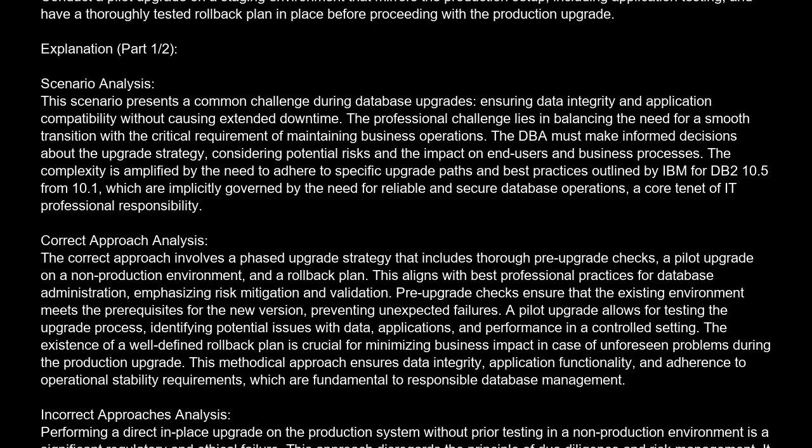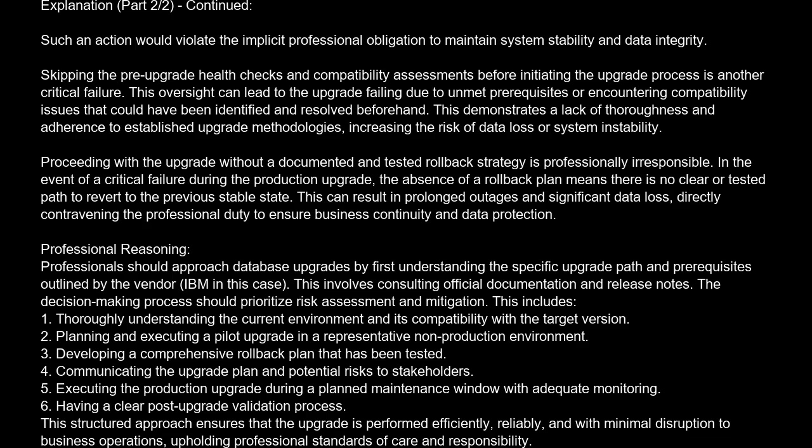Incorrect approaches analysis. Performing a direct in-place upgrade on the production system without prior testing in a non-production environment is a significant regulatory and ethical failure. This approach disregards the principle of due diligence and risk management. It exposes the production system to a high probability of failure, potentially leading to data corruption, extended downtime, and severe business disruption. Such an action would violate the implicit professional obligation to maintain system stability and data integrity.